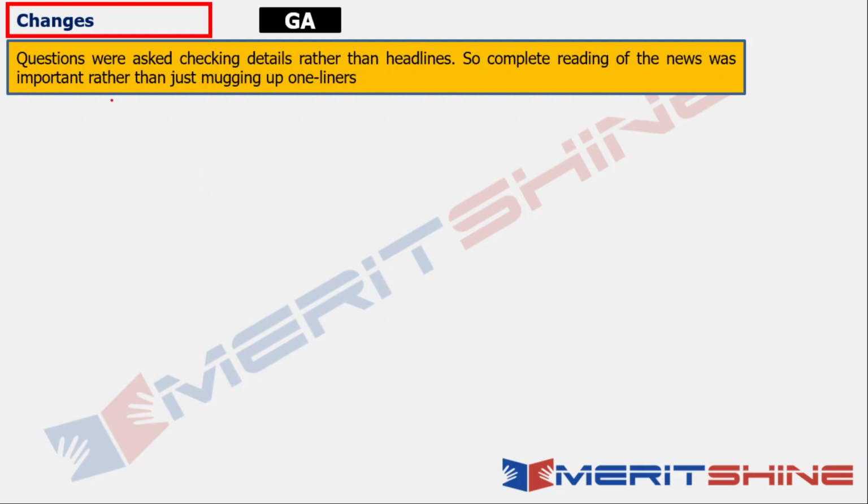For example, in general awareness, what has changed? Let me show that to you. Questions were asked checking details rather than headlines of news items. So that is one major change that has been seen in most of the general awareness questions. People, what do they do? They just go with the pointers and the headlines. They just mug them up, and they go ahead and think that they would be scoring in general awareness.